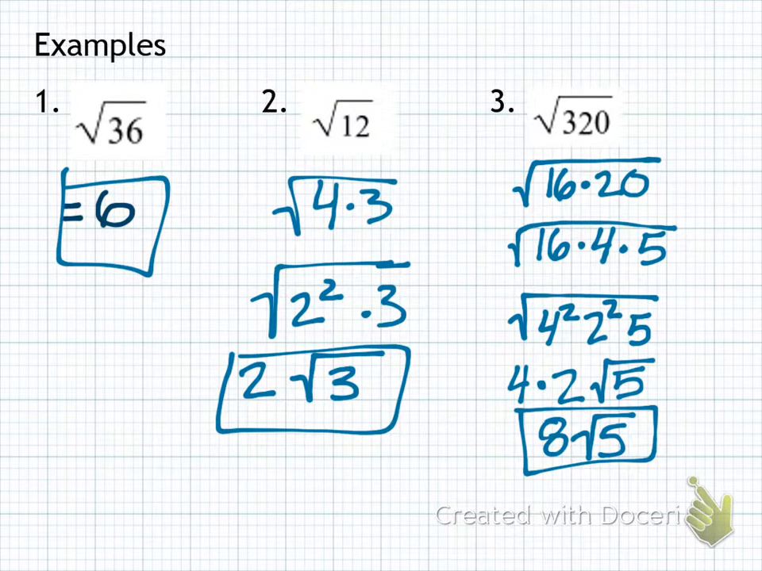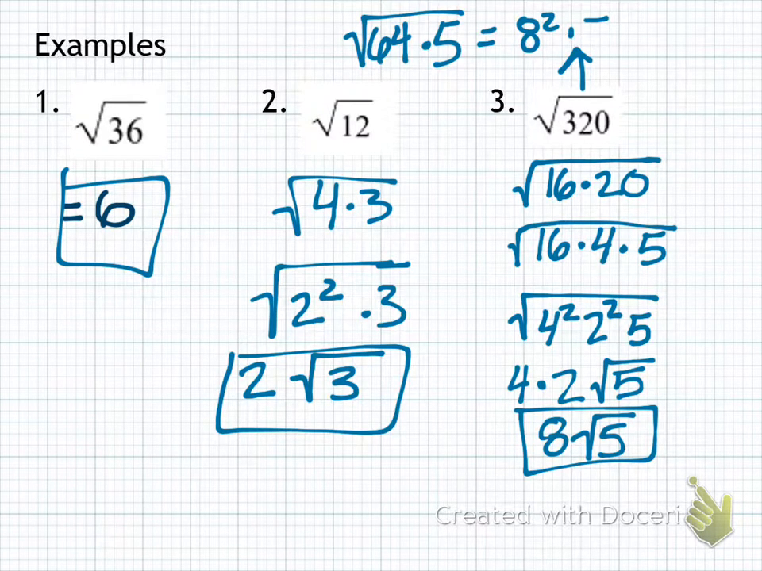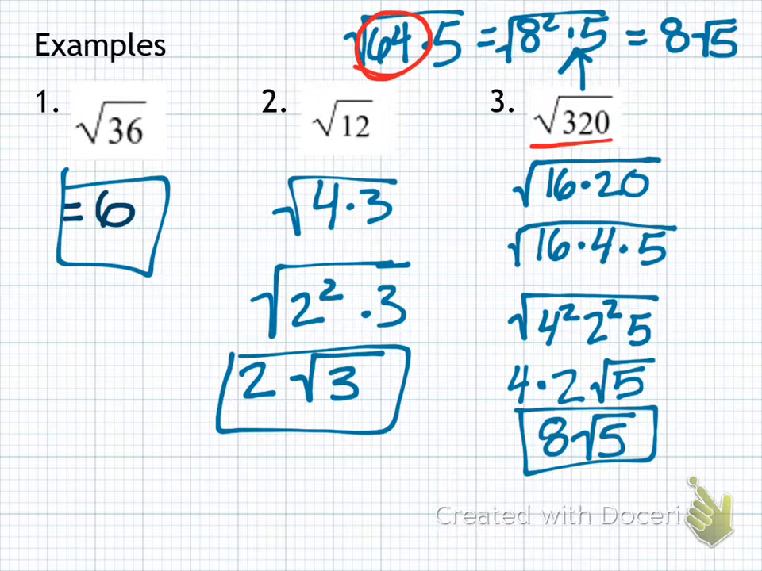Another way that I could have done this, to avoid breaking up and having 2 perfect squares, I could have just found the biggest perfect square, which would have been 64. So for 320, I could have broken this up into 64 times 5. 64 is just 8 squared, and then I leave the 5 alone. Taking the square root of that, I have a perfect square with the 8, so that comes out of the square root, and I'm left with the square root of 5. So again, I get the same answer, but a little shorter method because I was able to find the biggest perfect square in this number.